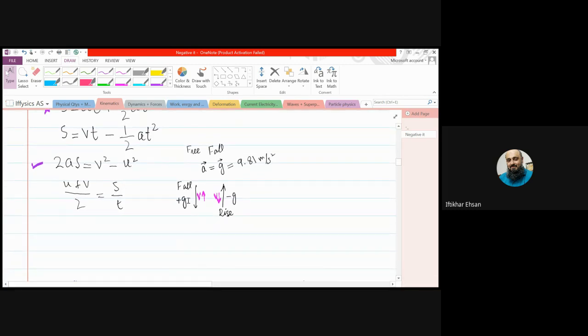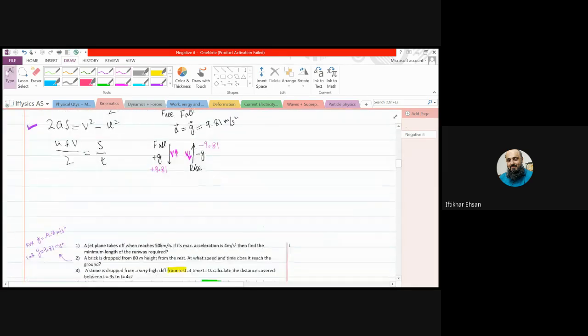if the object is falling down, then the speed will be increasing. And when speed is increasing, we take acceleration to be positive. We take it as positive 9.81 meter per second square. But if the object is rising freely, meaning only gravity is acting on it, its speed will be decreasing. So it will be a negative acceleration. We take acceleration to be minus g, meaning minus 9.81 meter per second square. Right? Clear?